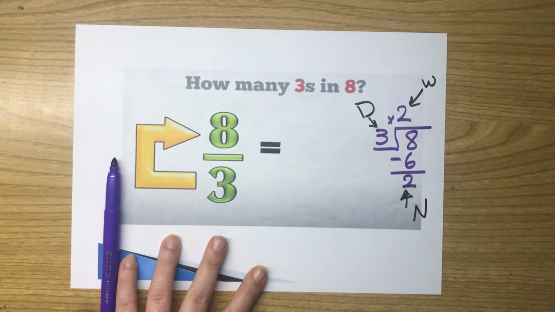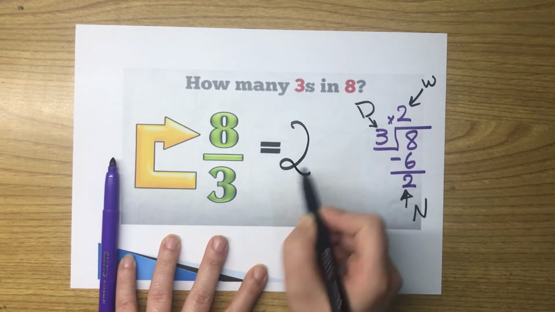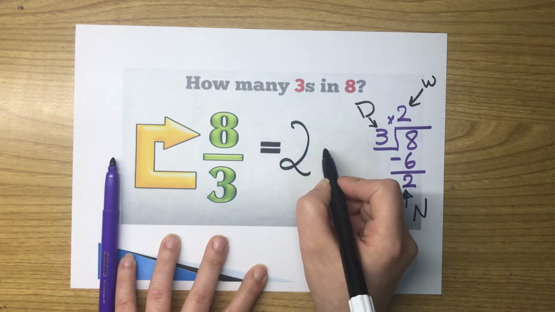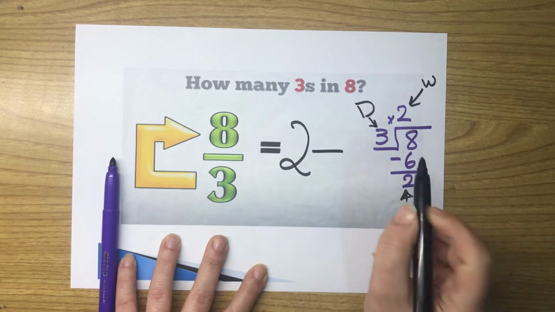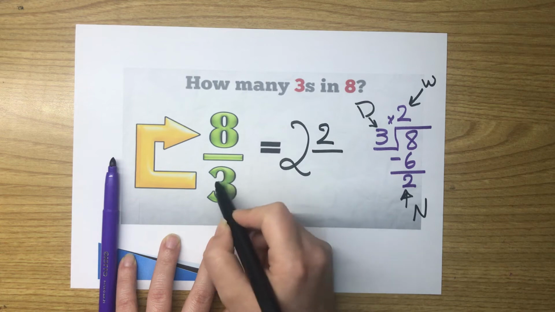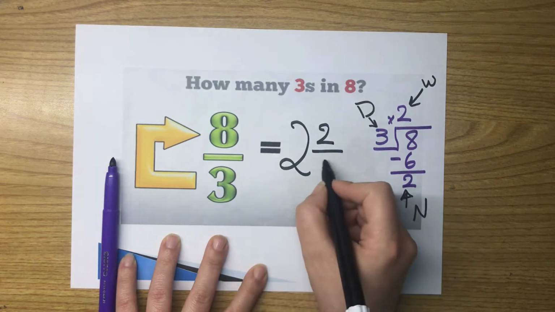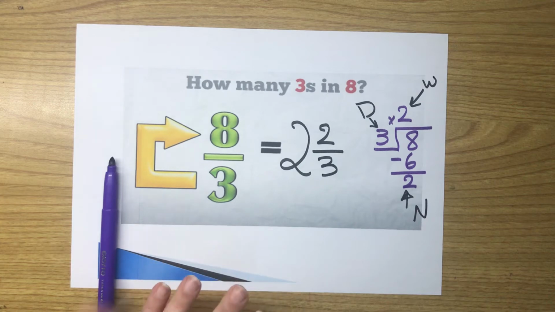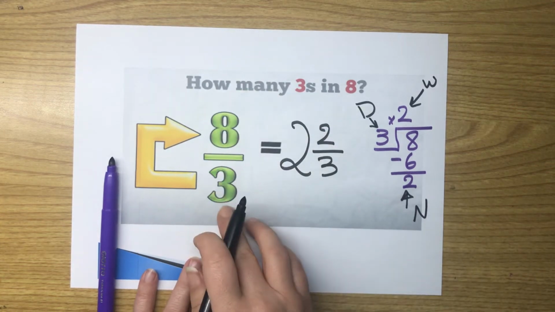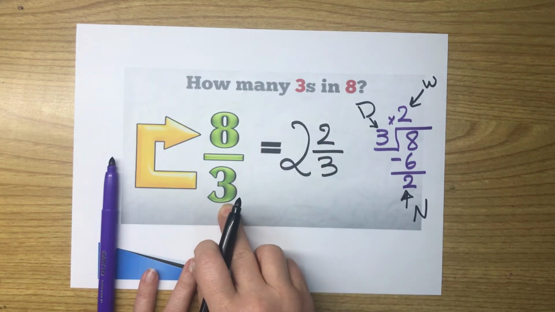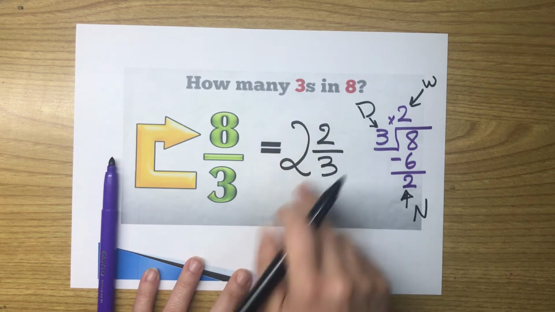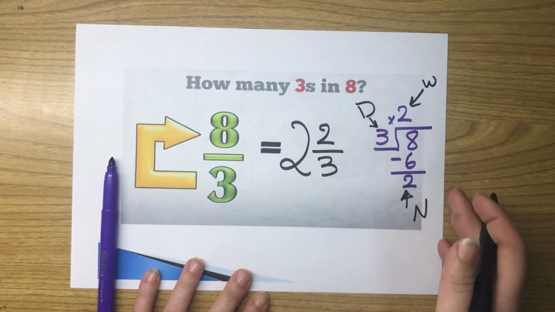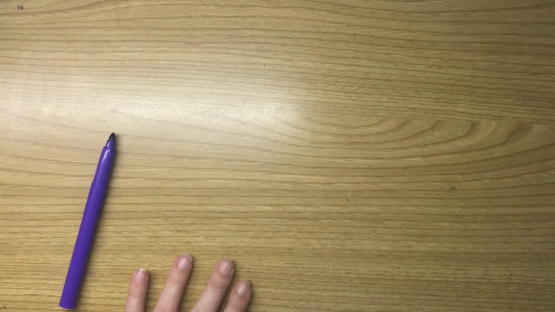Let's arrange them. So 2 as the whole number, and the numerator is going to be 2, and the number that you have divided by is going to stay the same as the denominator. So 8 thirds is going to be represented as 2 wholes and 2 thirds. You can draw a diagram to check it out. Another example.